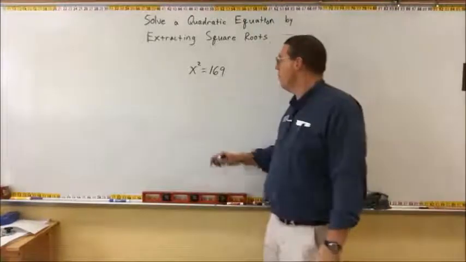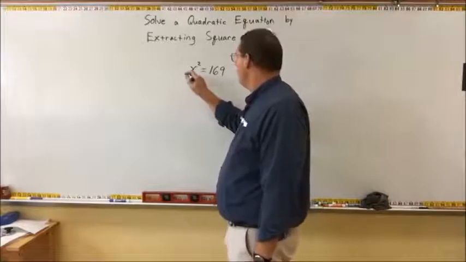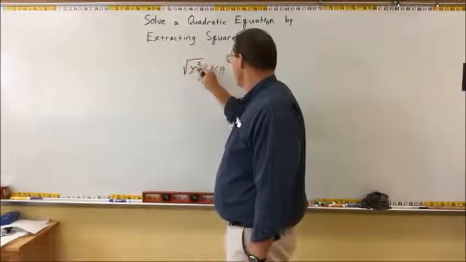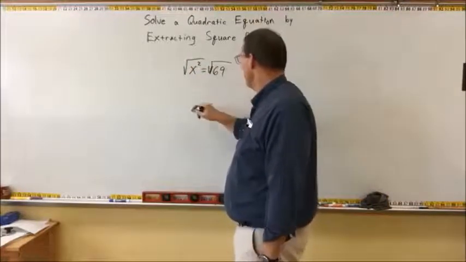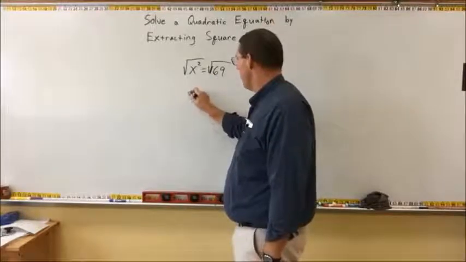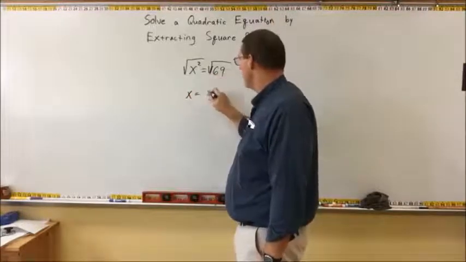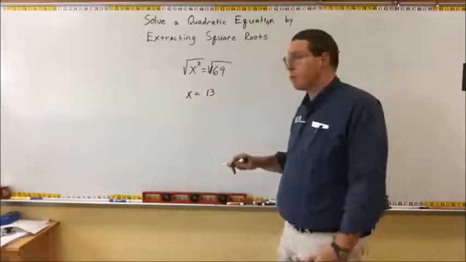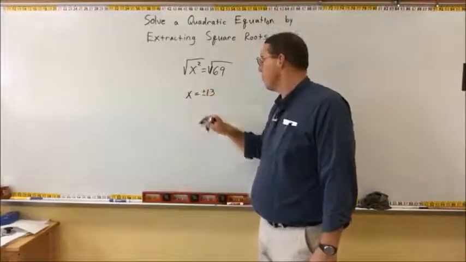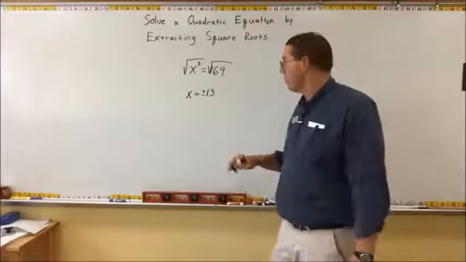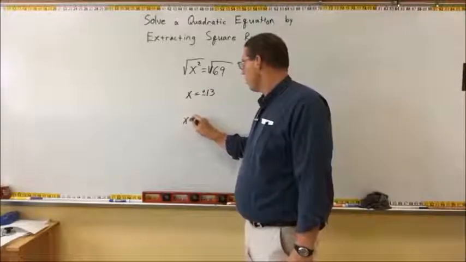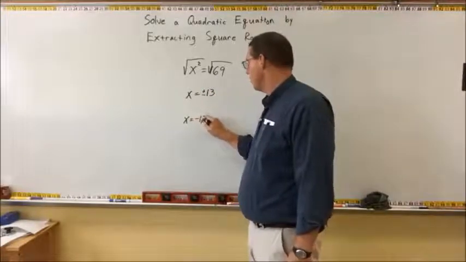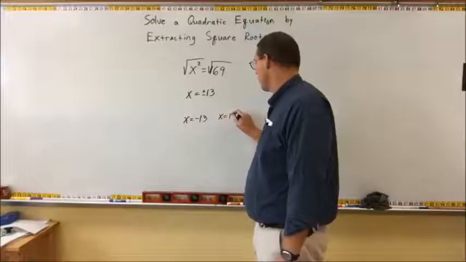Okay, so let's hope that when you did yours, you went ahead and did the square root of this side and the square root of this side. The square root of x squared is x, and the square root of 169 is 13. And because we did a square root, it has to be plus or minus that number. So one answer for x is negative 13, and the other answer for x is positive 13.